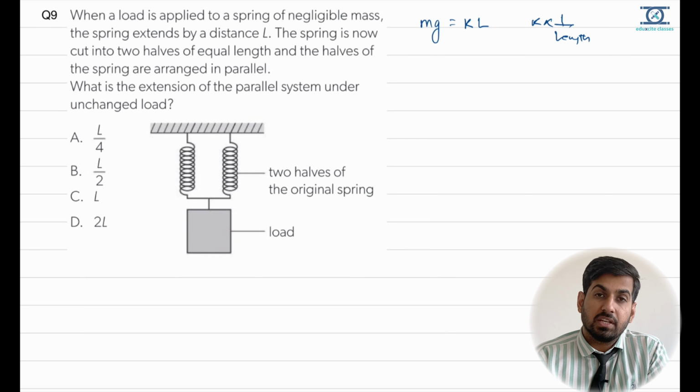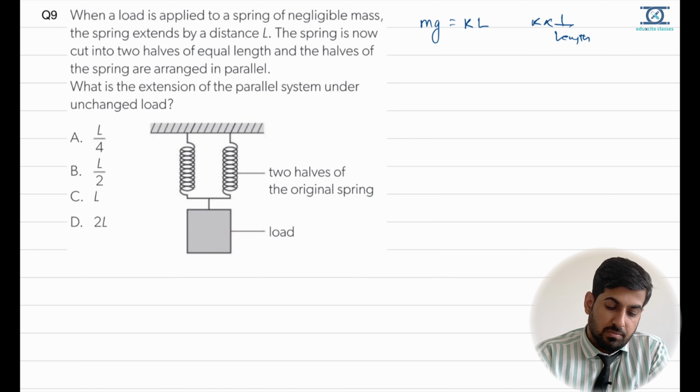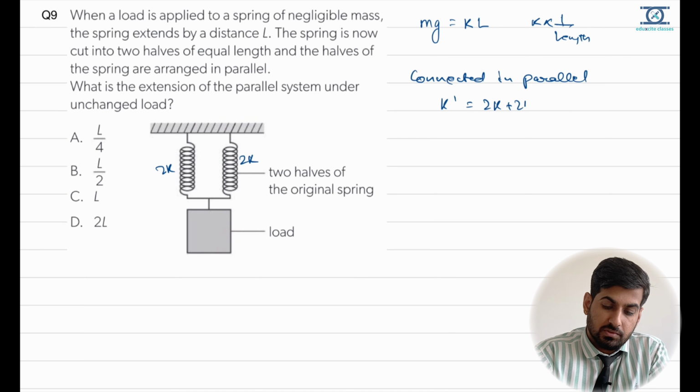So if the length becomes half, the spring constant becomes double. So this will become 2k and this will become 2k, and if they are connected in parallel, then the k dash will be 2k plus 2k, which will be 4k, right?